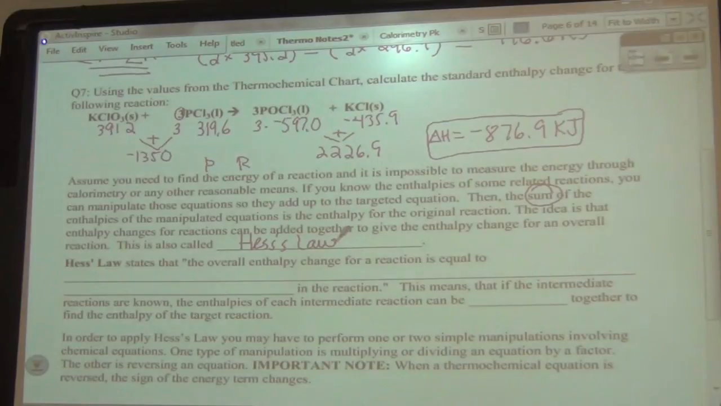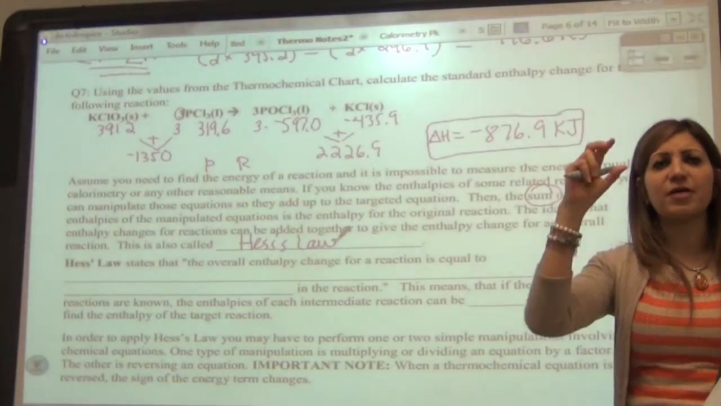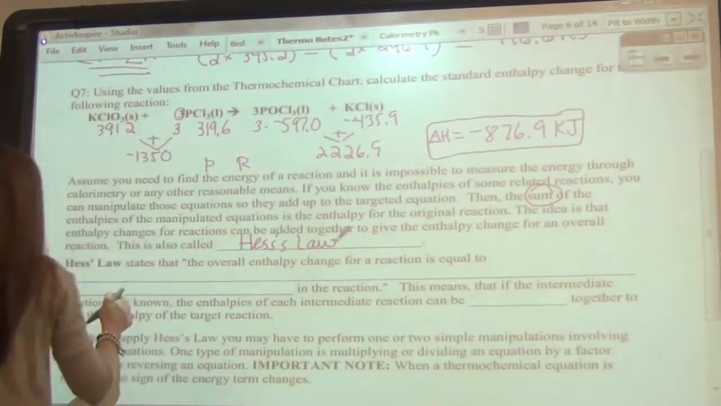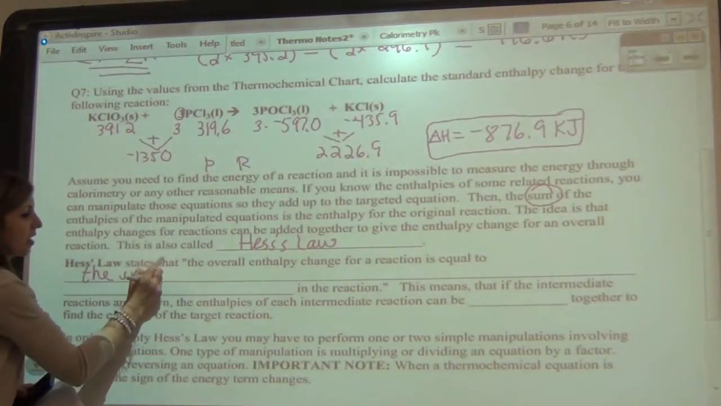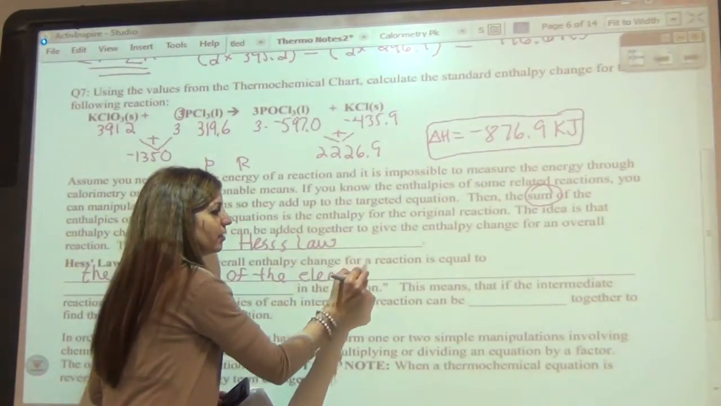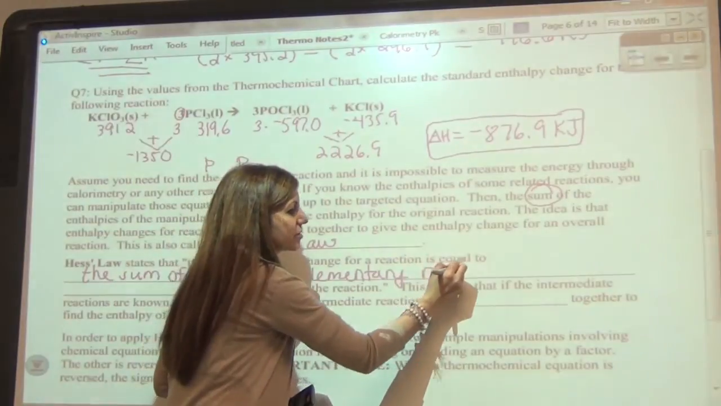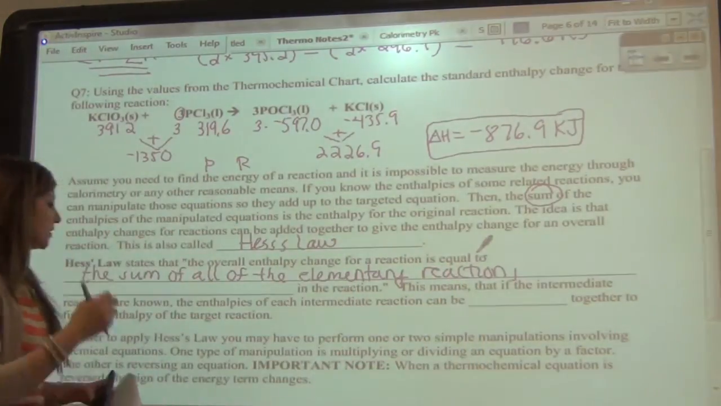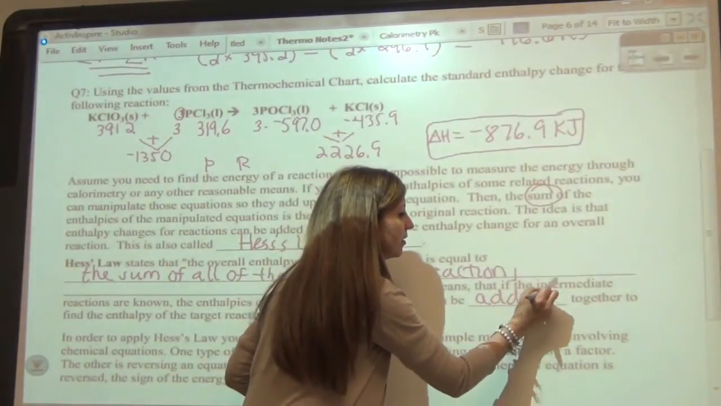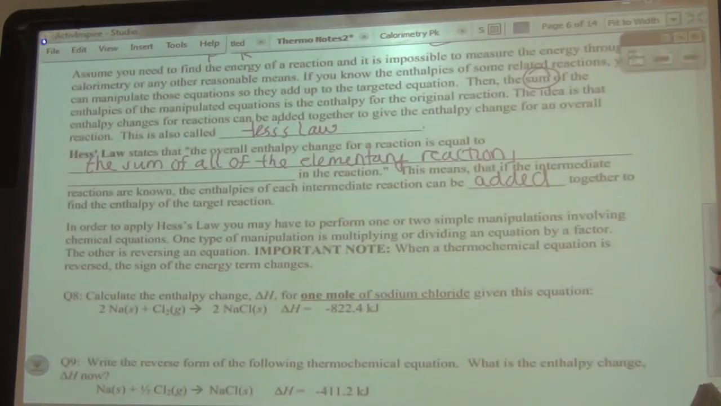Hess's law states the overall enthalpy change for a reaction is equal to the sum of all of the intermediate steps added together. So the sum of all the elementary reactions. And it says, this means if the intermediate reactions are known, the enthalpies of each intermediate reaction can be added together to find the enthalpy of the target.